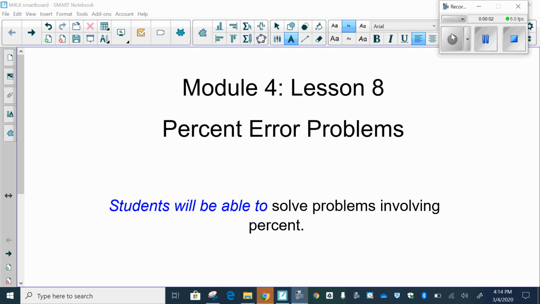Hi everybody, Module 4, Lesson 8, Percent Error Problems. Students will be able to solve problems involving percent.